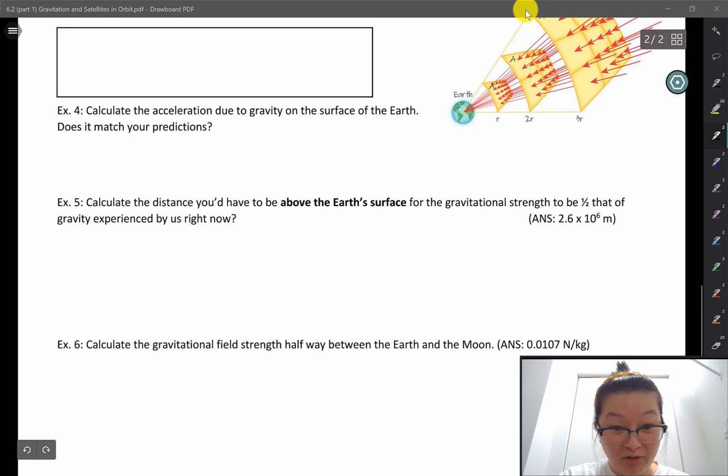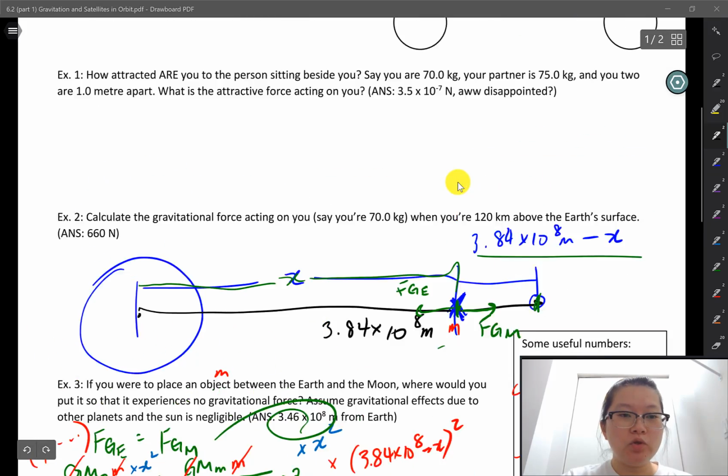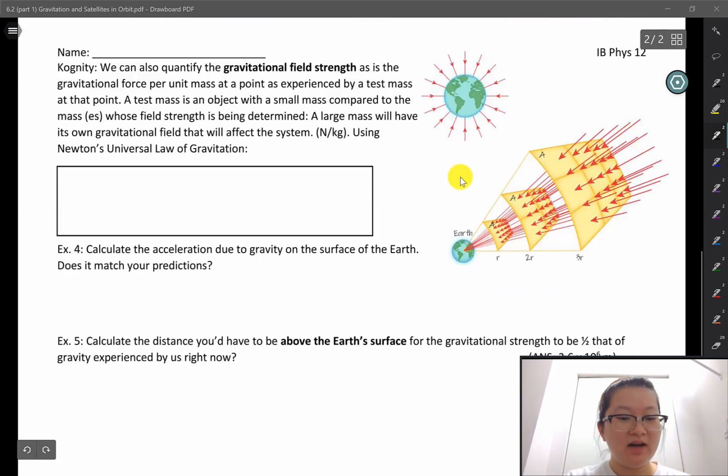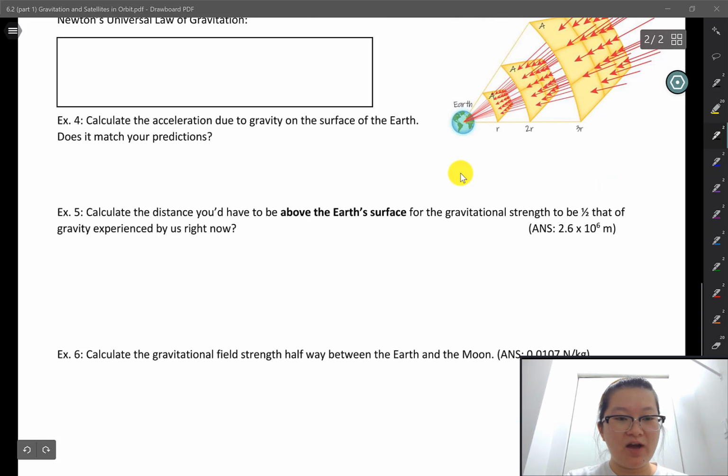This is example 5. Maybe I'll do example 6 as well. We'll see how time goes. On 6.2 part 1, Newton's law of gravitation, we just did example 3 together. I am going to do example 5 and 6. Hopefully you can have a chance to do example 4 by yourself, in which the answer you should know anyways, okay? So starting with 5, calculate the distance.